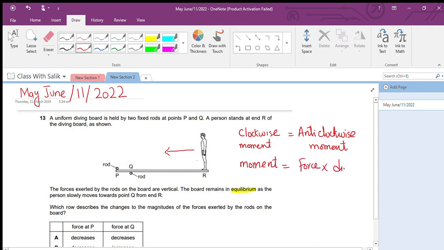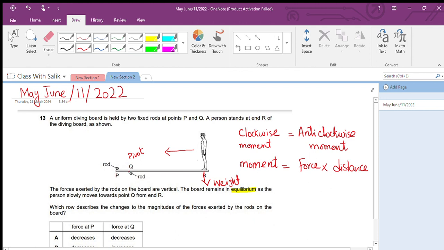And this distance is basically from the pivot. Let's say that this man is standing at point R and the weight is acting downwards. Obviously, we know that weight always acts downward. So weight is acting downwards, and we consider Q as pivot. Why are we considering it as pivot? Because we have to figure out what is happening to the force at P and Q.